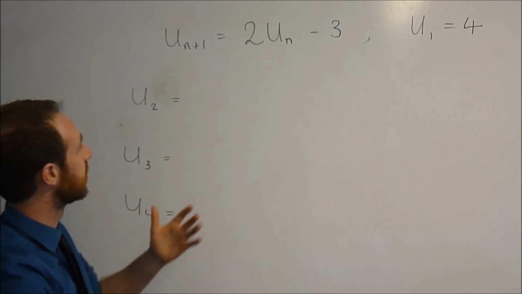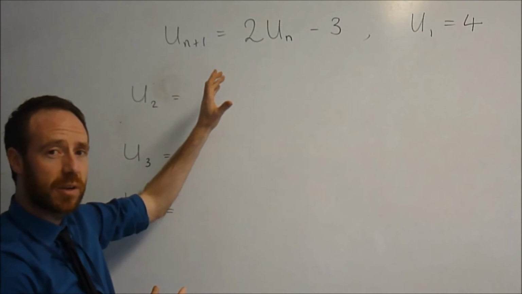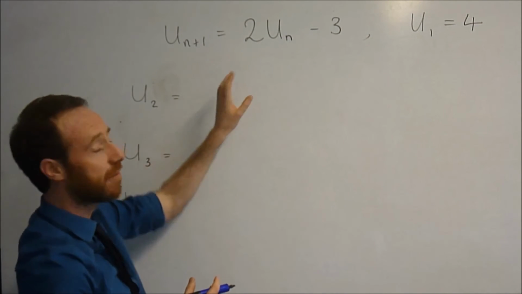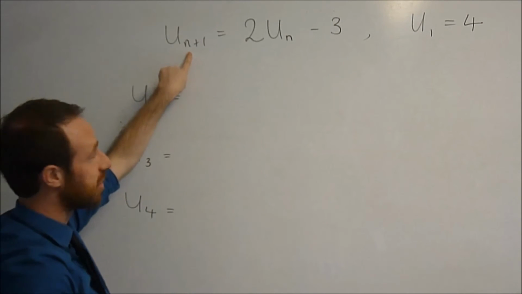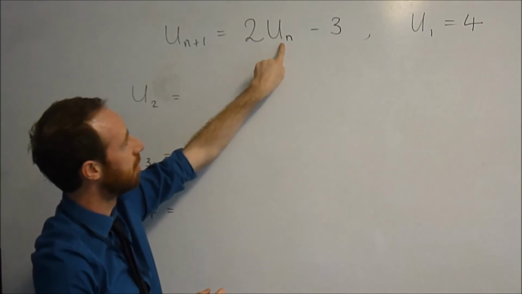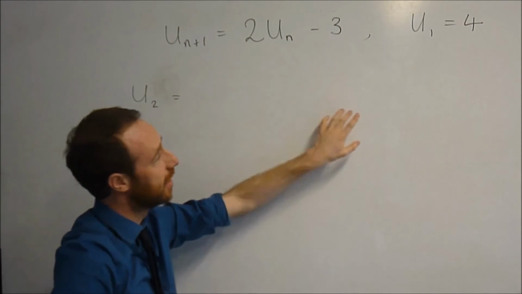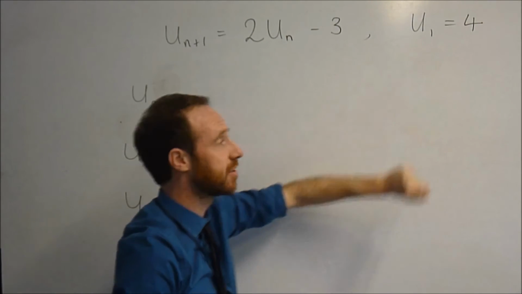So recurrence relations. This shows you how we can build a sequence from the term before. So this means to find the next term in the sequence, we just do 2 times the one before it and take away 3. You will always be told what the first term is.